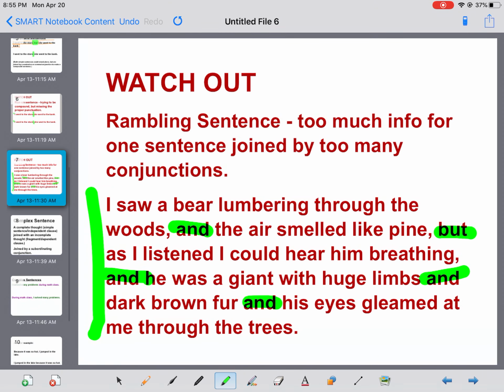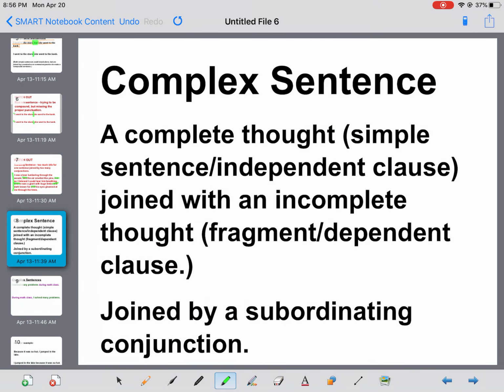All right, the next type of sentence we're going to look at is the complex sentence, and it's a little bit more complex. It's a little bit more complicated. But what you have for a complex sentence is a complete thought joined with an incomplete thought, and you're joining them with a subordinating conjunction. We're going to come back to that in a minute, so just hang on to that. But a complex sentence, we've got a complete thought, or you can think about it like a simple sentence joined with an incomplete thought or a fragment.